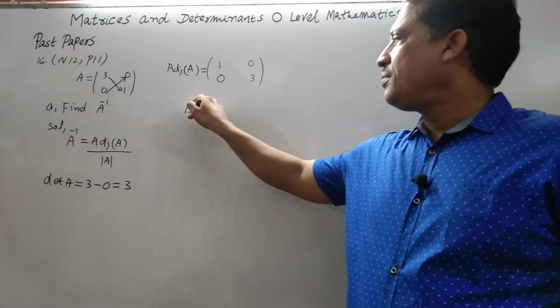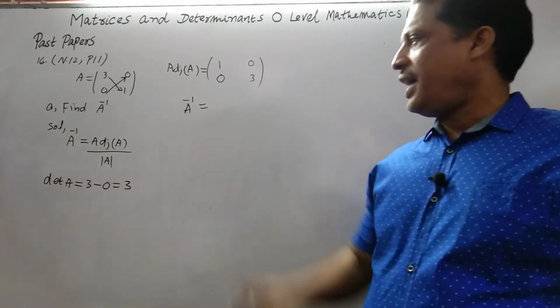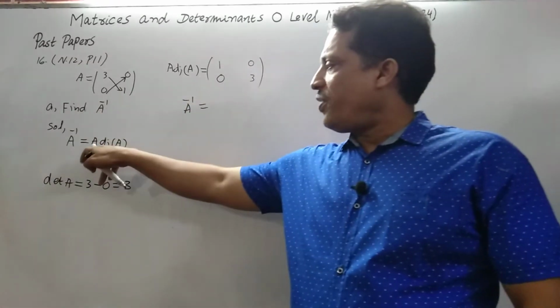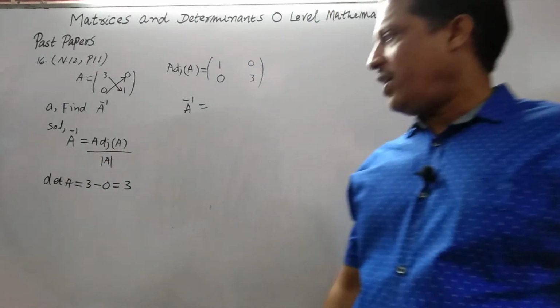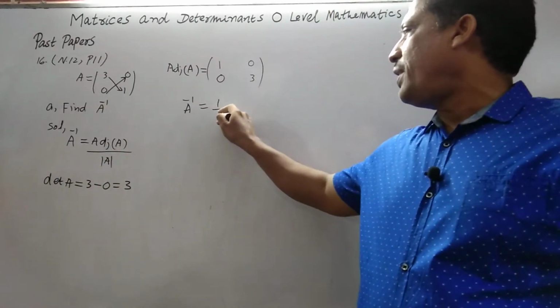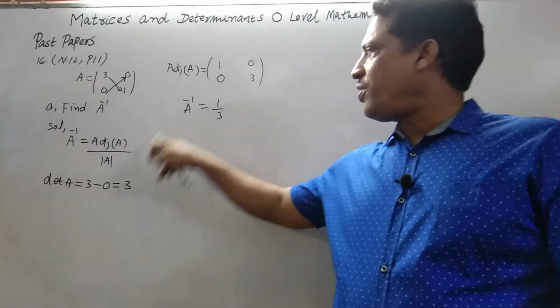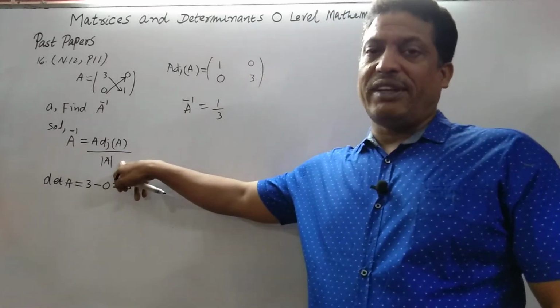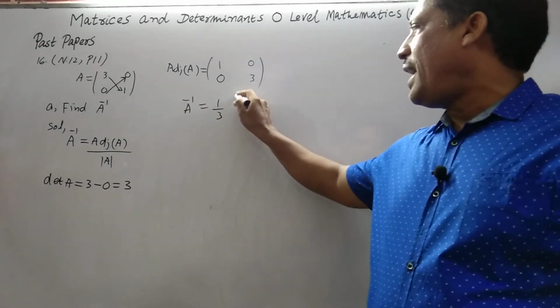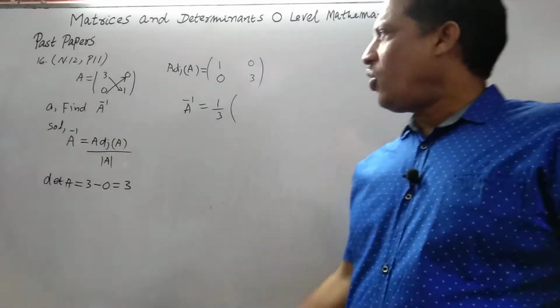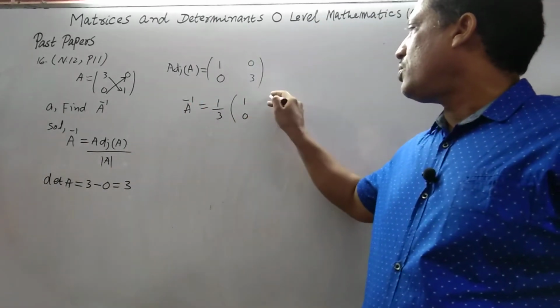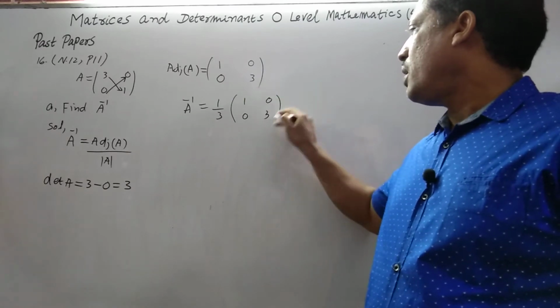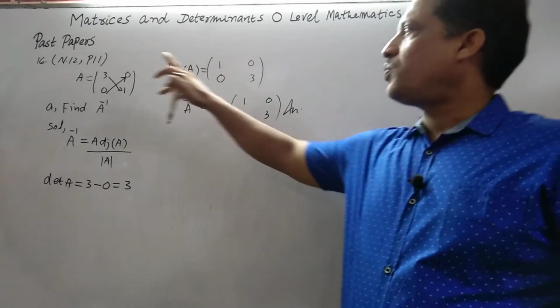And finally find A inverse. A inverse is adjoint of A over determinant of A. What is the answer of determinant of A? 3. So we put 1 upon 3 because determinant is in the denominator. So 1 upon 3, and what is the adjoint of A? 1 0 0 3. This is the answer of this part.